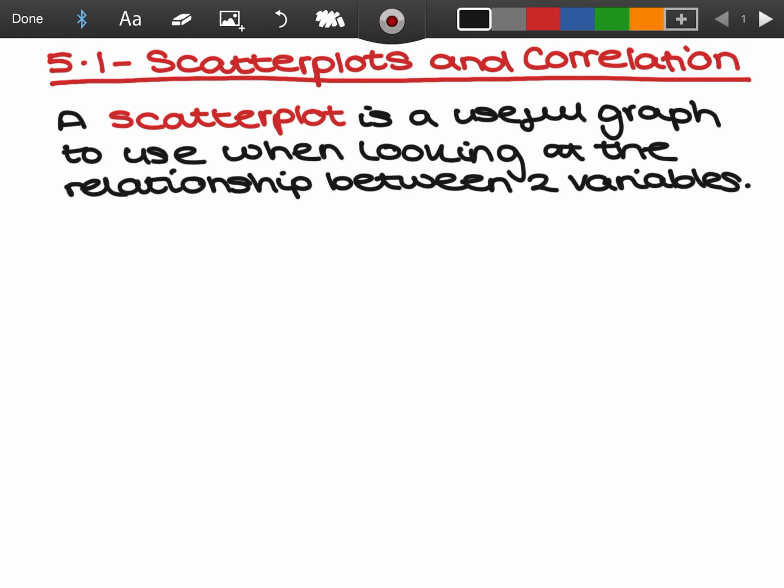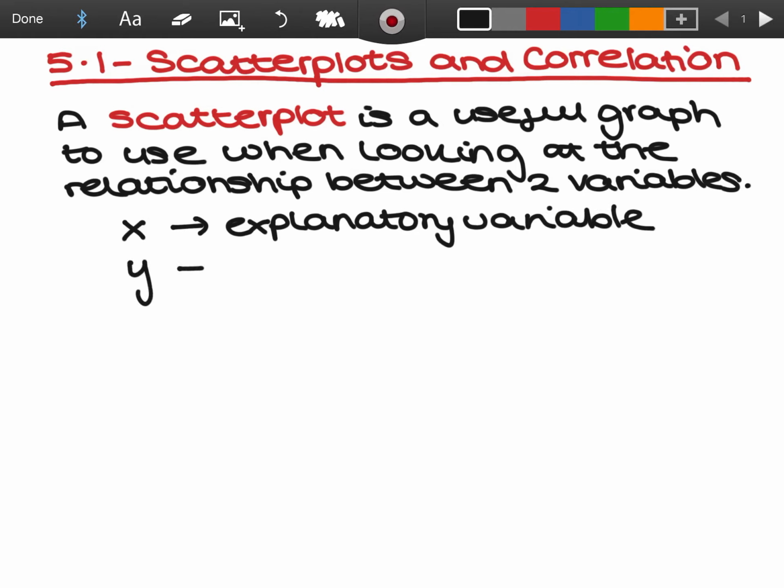Okay. We tend to label these variables x and y, okay? The x variable is the explanatory variable. We've talked about this before. And the y variable we call the response variable. Why is that? Well, the x variable should explain a response in the y variable, okay? The x variable normally affects the y variable. So we can say, okay, x explains a reason for the response in the y variable. So x is the explanatory variable and y is the response variable, okay?